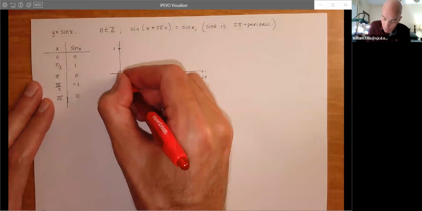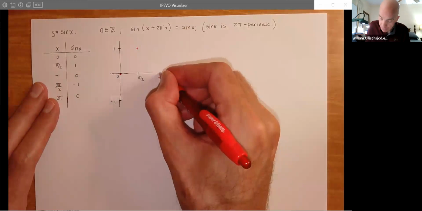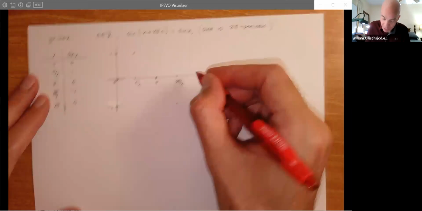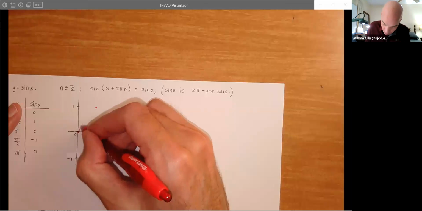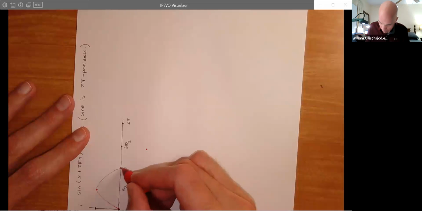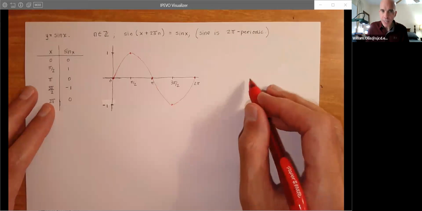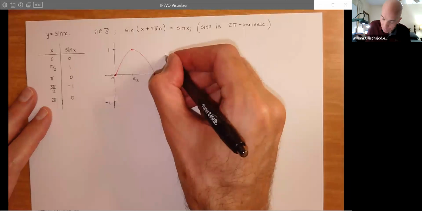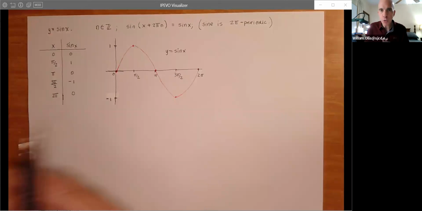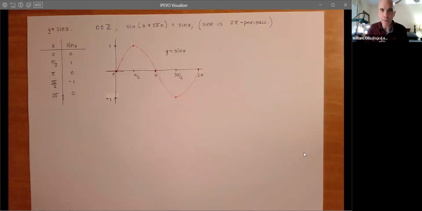So of course, at 0, we get 0. At pi over 2, we get 1. At pi, we get 0. And then at 3 pi over 2, -1. And then, of course, at 2 pi, we get 0. So now we can sketch in our sine curve. So again, when we think of what we've done before, this again is the parent function. And when we want to manipulate parent functions, we can use the transformations that we encountered in our college algebra review. So there's absolutely nothing any different here.